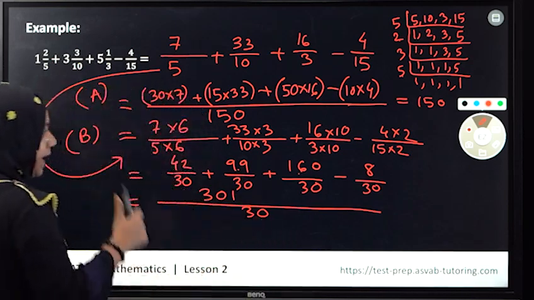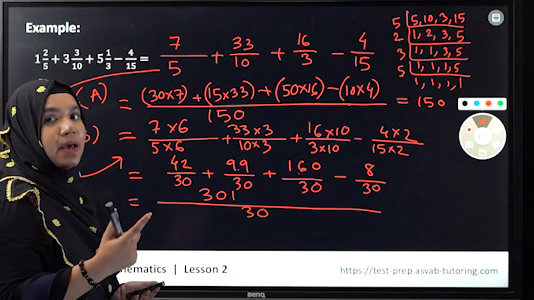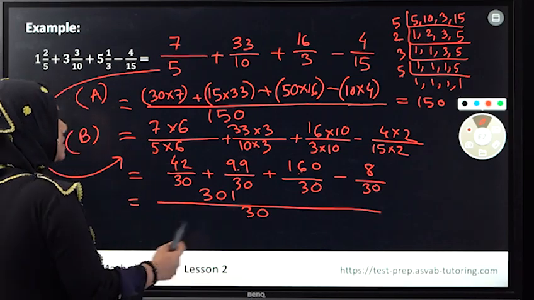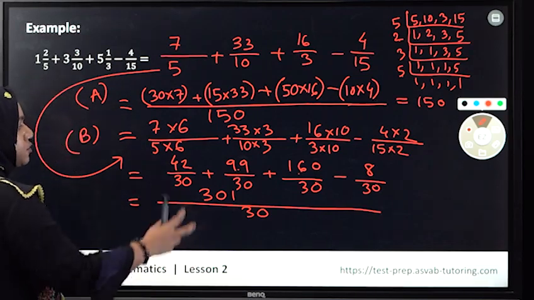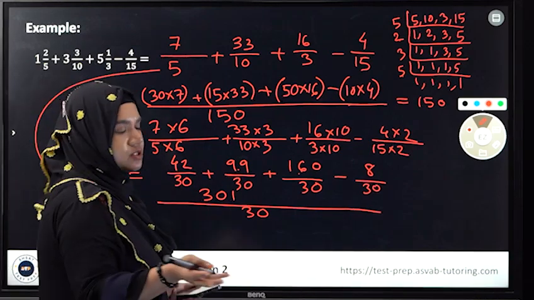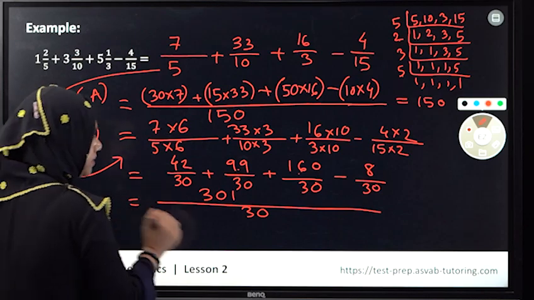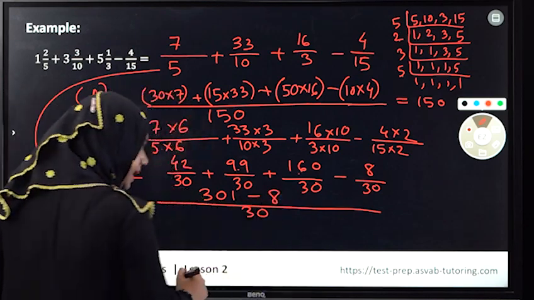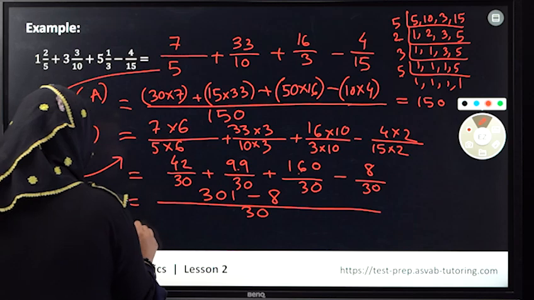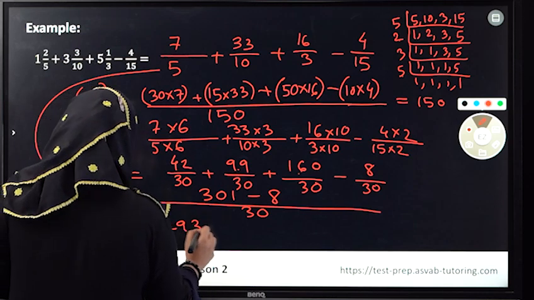Let's get this straight. You do additions first, just like PEMDAS. We did PEMDAS before in school, right? So according to PEMDAS, you're supposed to do the additions first, then the subtraction. So we do all 3 of them. We add these 3 up. We get 301. You subtract 8 now. So if you subtract 8 now, you get 293 over 30.